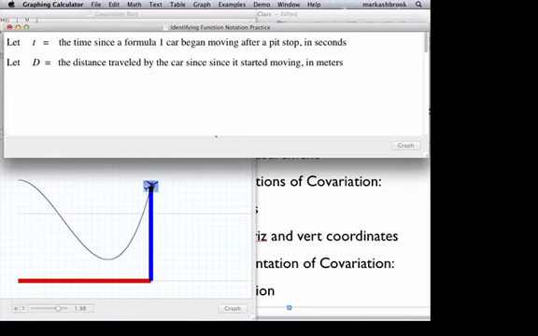Don't define the function in number one. I'm giving you the criteria for defining that function in number two, so don't define it in number one. Represent D as a function of T. So the function name, I think, is G of T.